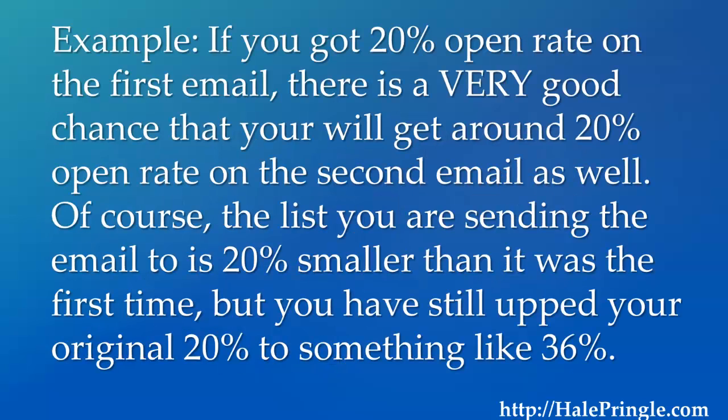So in this case, if you happen to have a 20% open rate on the first email, there's a really good chance that you will get around 20% on the second email. Now, since we're sending it to just people who haven't seen the first email, we'll be sending it to 80% of the list because 20% have already seen it. But it still ups your count from the original 20% to closer to 36%. So it can be very powerful, and it does not take any time at all.